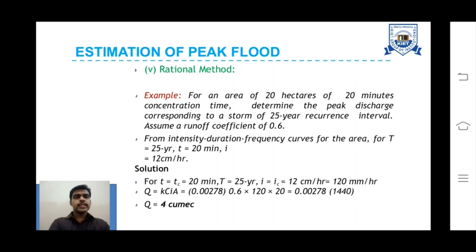Here comes one example problem: for an area of 20 hectares with 20 minutes concentration time, determine the peak discharge corresponding to a storm of 25-year recurrence interval. For example, T equal to 25 years, and small t is 20 minutes. Here comes the formula Q equal to KCIA, which I already said. This is the basic formula. So applying KCIA values, we are finding Q by using this rational method.